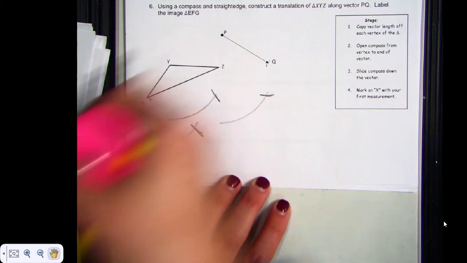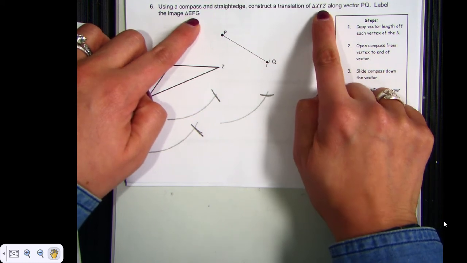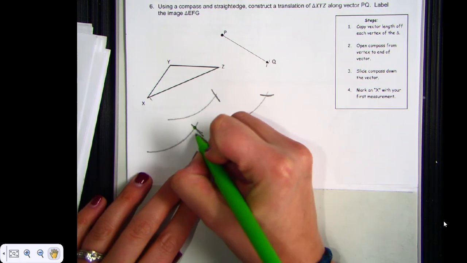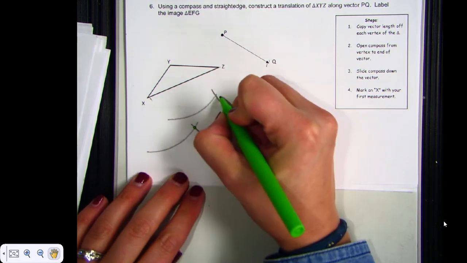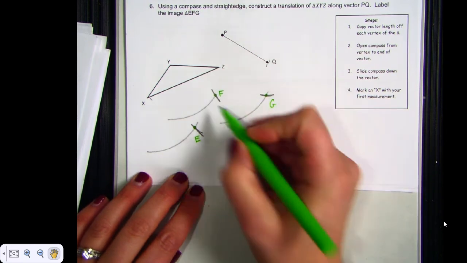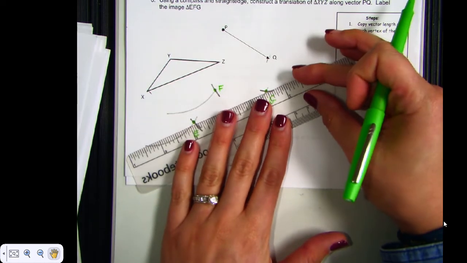Okay? In this problem, X becomes E, Y becomes F, and Z becomes G. Okay, and then you're going to use your straight edge to draw your new image triangle.